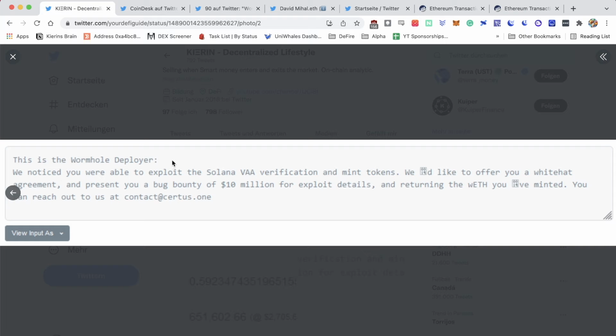So this is the Wormhole deployer: "We noticed you were able to exploit the Solana VAA verification, blah blah blah. We'd like to offer you a white hat agreement and present to you a bug bounty of $10 million for the exploit details." So if the hacker returns the funds, all is good. He receives $10 million and life can go on and so on.